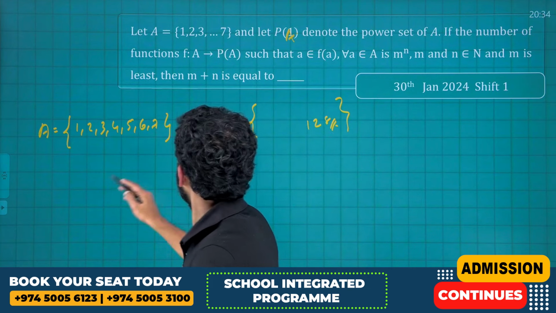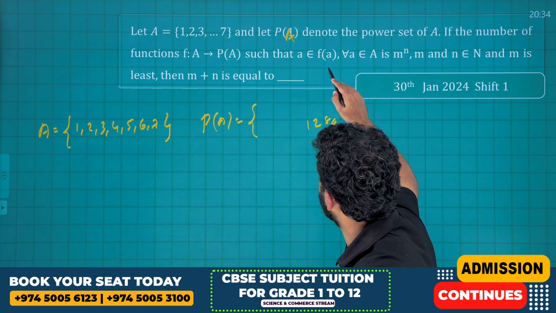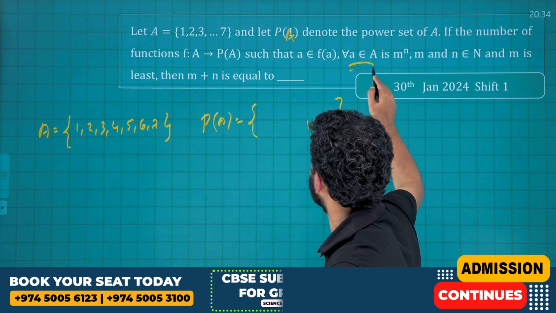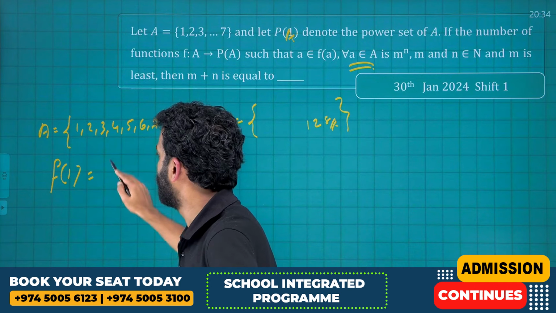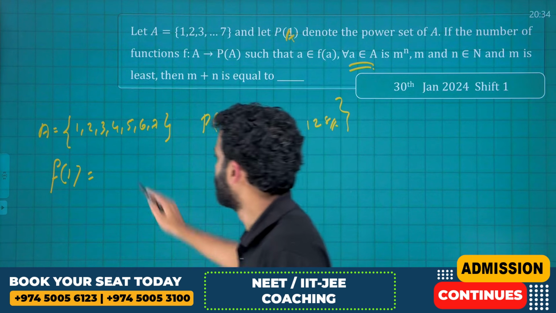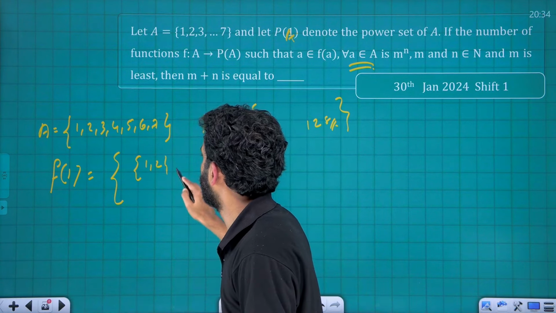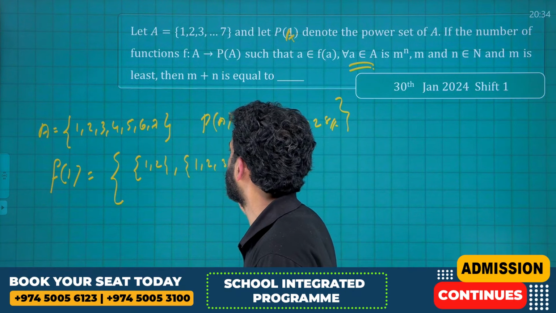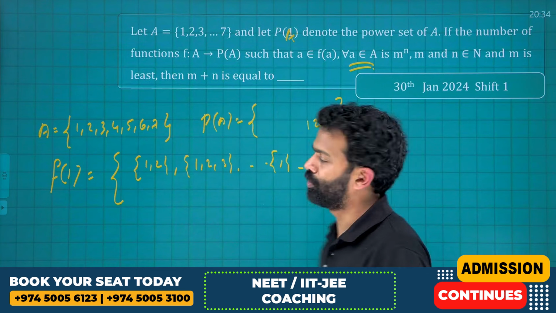Okay, we need to assign f of A is equal to P of A such that A is an element of f of A for all A in set A. That is, if you are taking f of 1 here, its mapping should have 1 in it. That is, it should be {1, 2}, {1, 2, 3}, sets like that. It should have 1 in it. Okay, that is what they have meant.